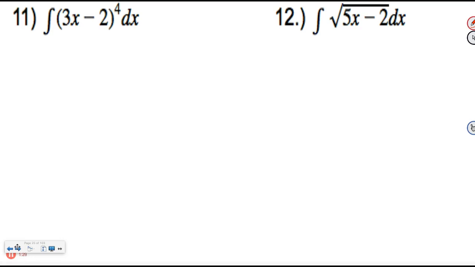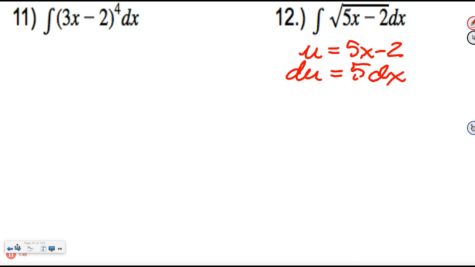So number 12, let's start. What's the first thing I do? Who's u? It's the only function, but it's an inside function, so that's almost always the case. All right. So then my du would be what? 5dx. Awesome. I decide if that's what I want. Do I want it to be 5dx? No, because I want to have root u and then du, but I've got a problem here because I have to replace that not with du, but with 1/5 du.